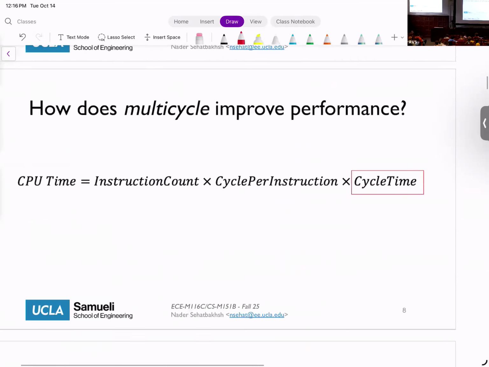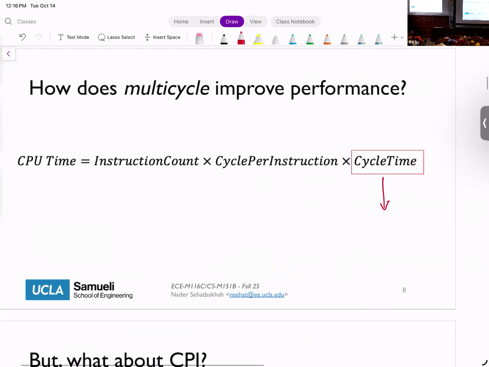So what we want to do is be able to reduce the cycle time, but at the same time, make the cycles per instruction 1. Or even better, as we're going to show you later when we explain superscalar processors, we're going to reduce this to below 1, okay?